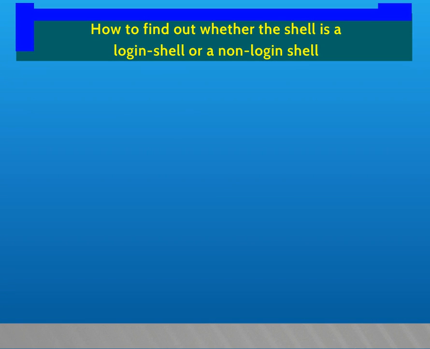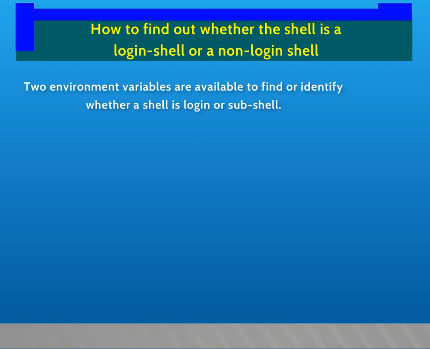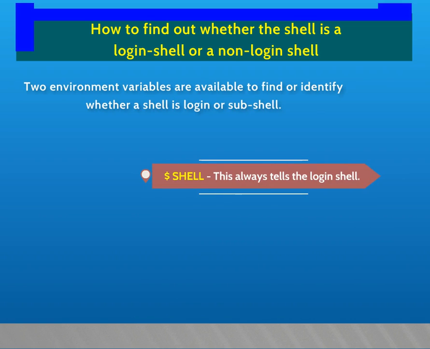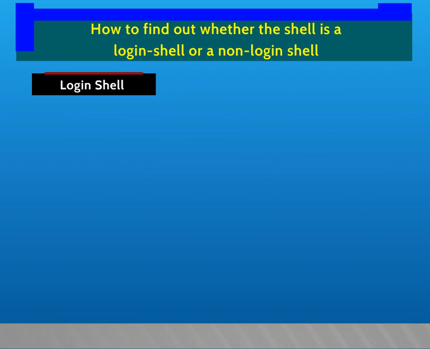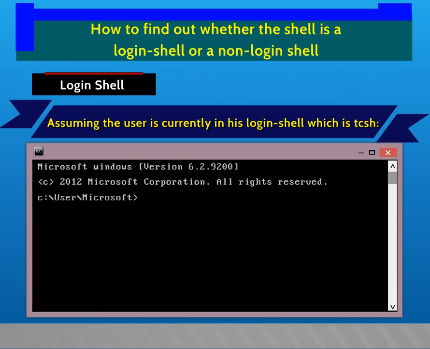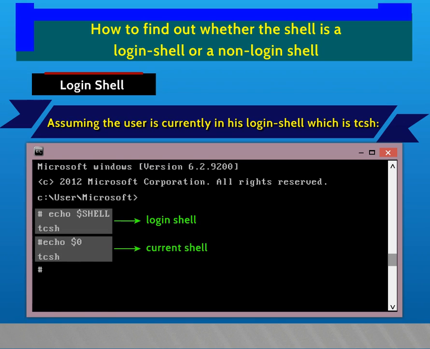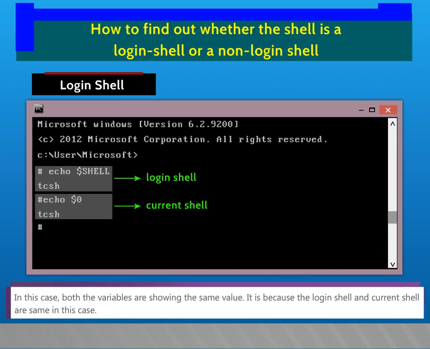How to find out whether the shell is a login shell or a non-login shell? Two environment variables are available to identify whether a shell is login or subshell. Login shell: assuming the user is currently in his login shell, which is tcsh, both the variables are showing the same value. It is because the login shell and current shell are the same in this case.